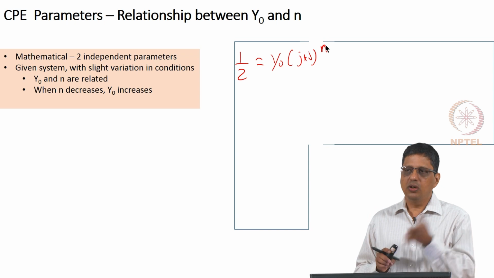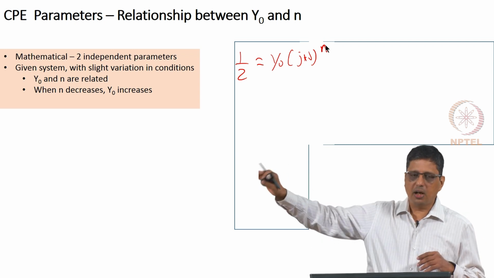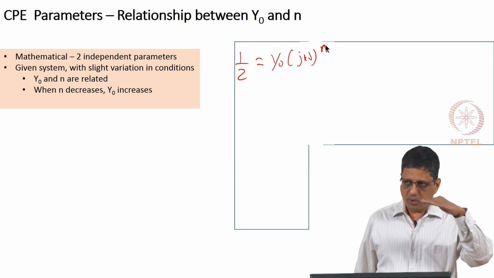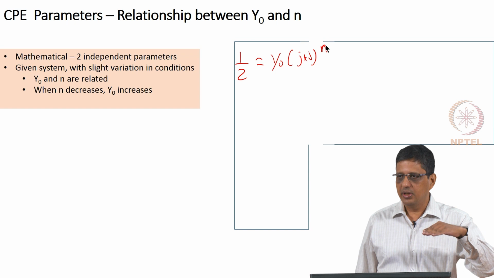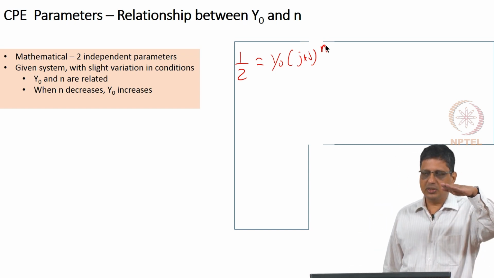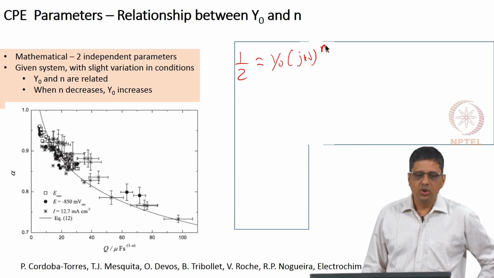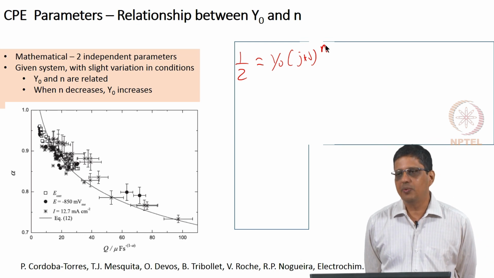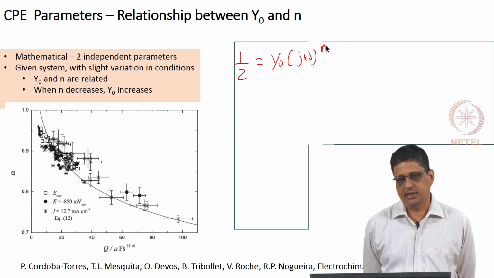I am not saying take a gold electrode in sulfuric acid, take a copper electrode in potassium hydroxide and compare them. Even there you might be able to compare, but take one system and find some variation there, either potential or composition. It looks like the same electrode, same solution, with a slight change. You will find that they are related. When the n value decreases, the Y0 value will increase. The Y0 unit of course should be on a similar scale. If you write ohm inverse, centimeter inverse, s power n, you should write all of them in the same way.